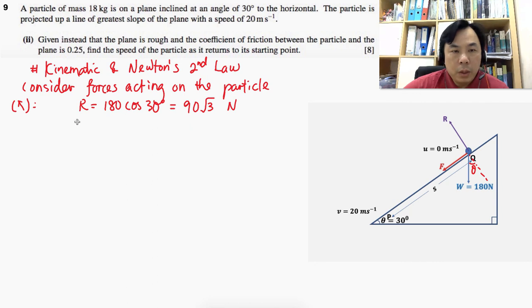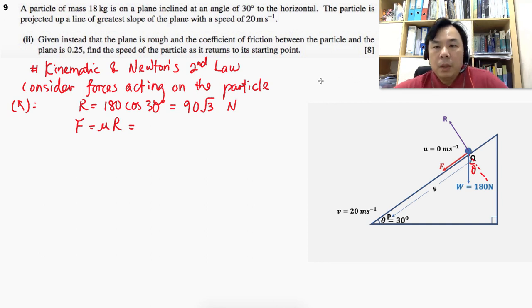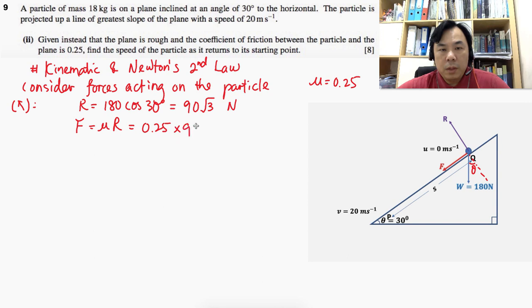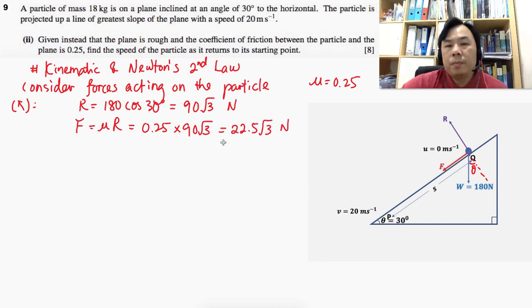And then we know that the frictional force is given by this, and we know the coefficient of friction is given as 0.25 here. So I'm going to write that down, 0.25, and the normal force is given by this. From here, I will be able to obtain 22.5 root 3 Newtons. Okay, so that's the frictional force that we have.